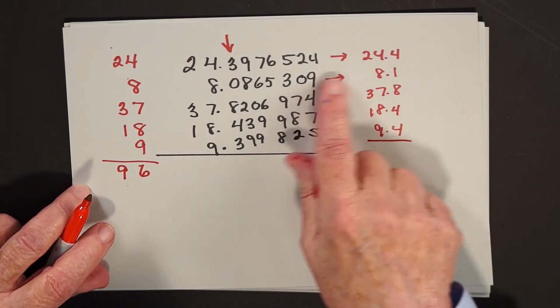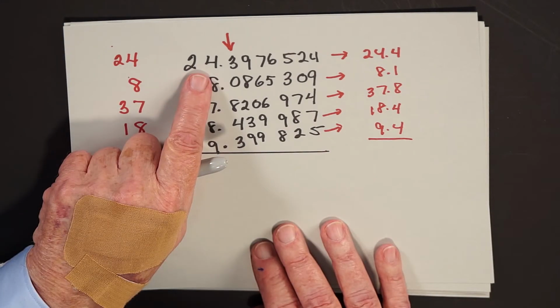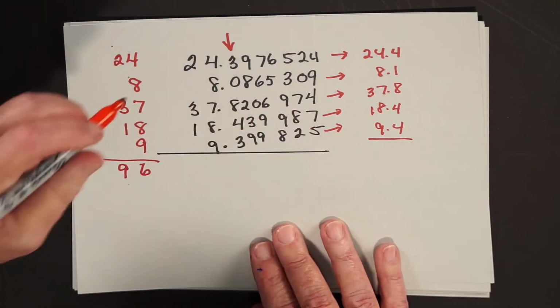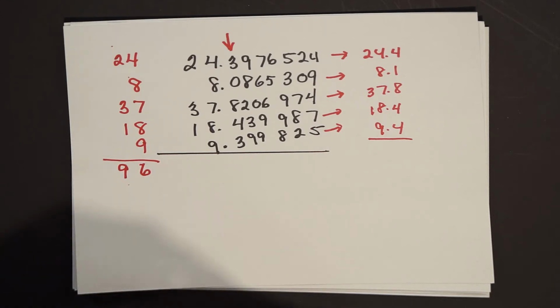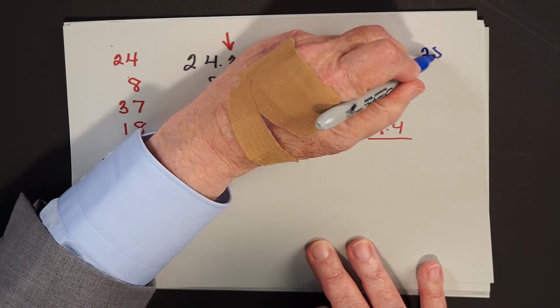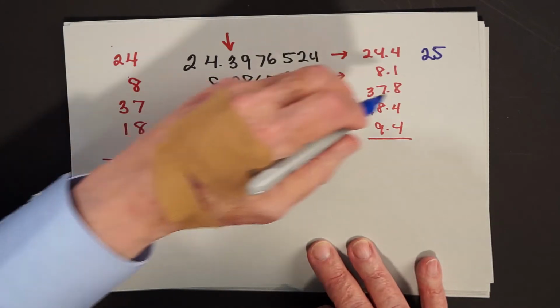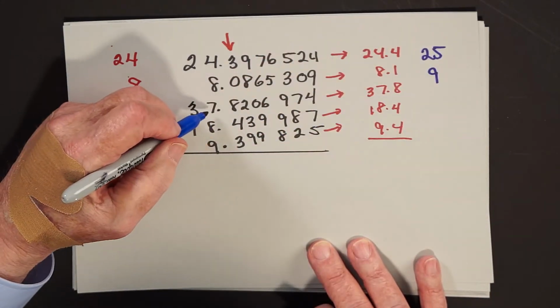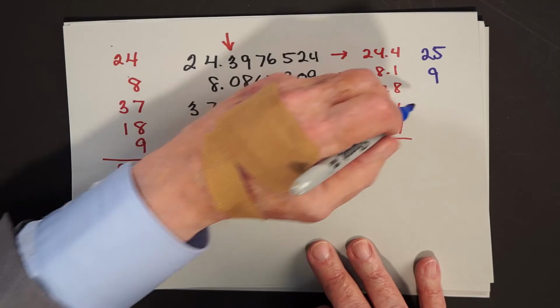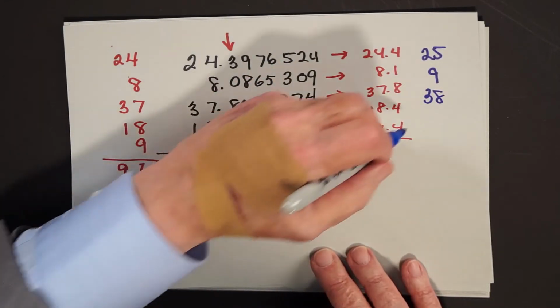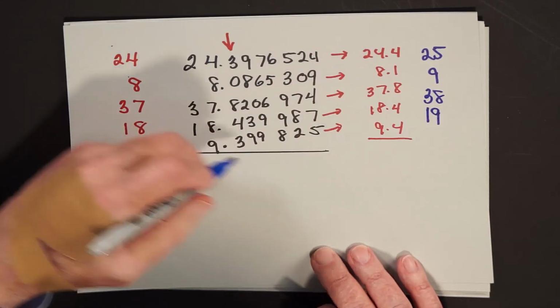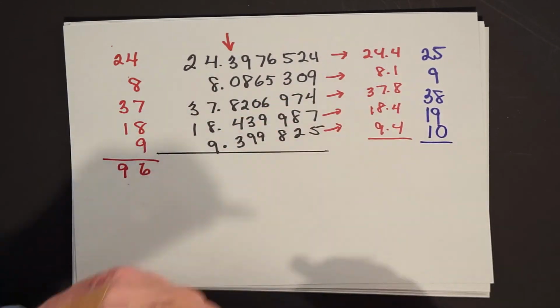What does it have to be less than? Well, this number is between 24 and 25. So 25 would be too big. This number is less than 9. This number is less than 38. This number is less than 19. This number is less than 10. So I can add these up.